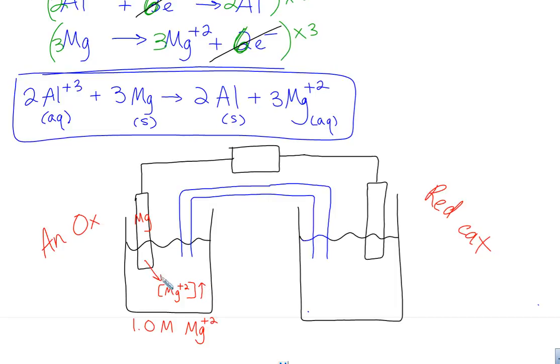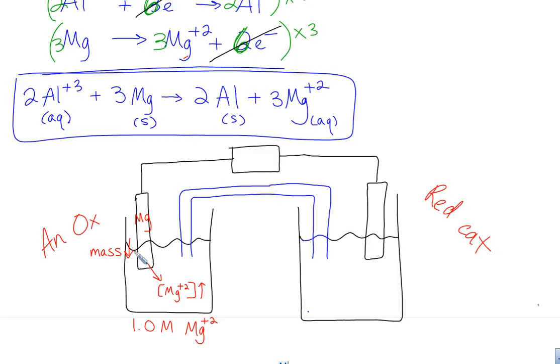The solid magnesium will form magnesium ions. So I should know that in solution, this concentration will increase, forming more of these positive magnesium ions. And we should make note that the mass of this magnesium electrode will decrease as I form magnesium ions. The other thing we should make note of, the salt bridge.